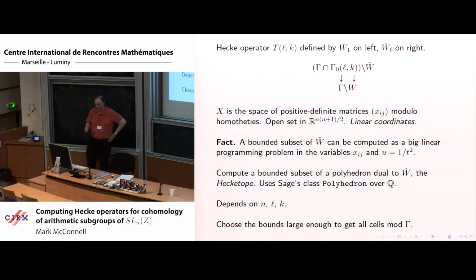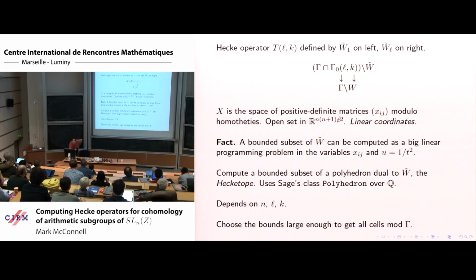Okay. Well, now I claim that this whole thing is a cell complex, but I haven't proved that at all. So let me just say a bit about how that is proved. When we dualize the well-rounded retract and work with Voronoi cones, we're really working in X, viewing it as the space of positive definite matrices x_ij modulo homothetes. That's an open set in a space of this dimension, that is before the homothetes. I call those x_ij linear coordinates on the space of quadratic forms.